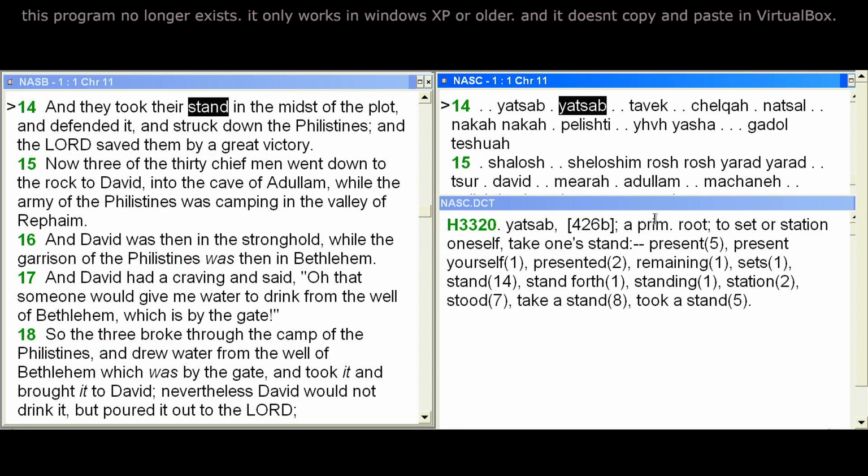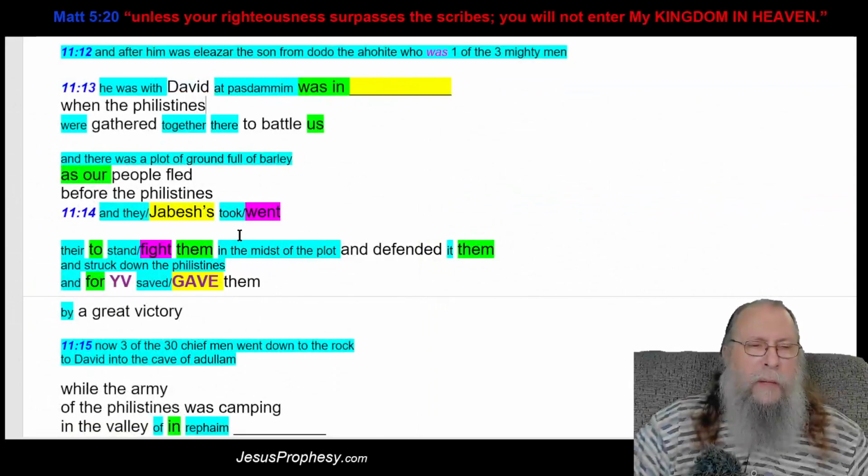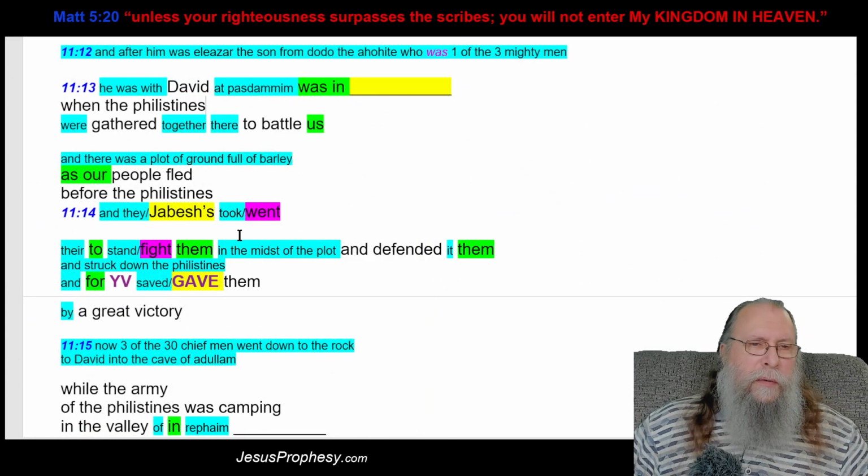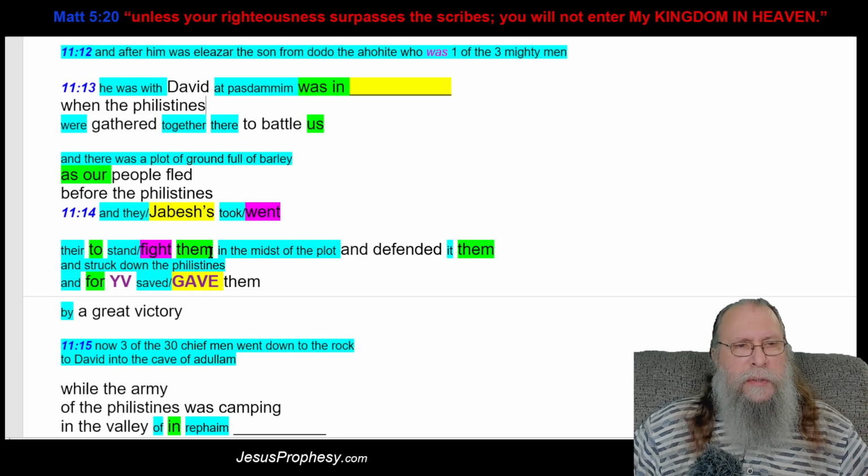So when I do look down here, you can see took stand, that was said 5 times and this is 8 times. But actually, they didn't just take a stand, they went to the fight. So I'm changing the word took to went and stand to fight. And then I'm adding these green highlighted words to the text.